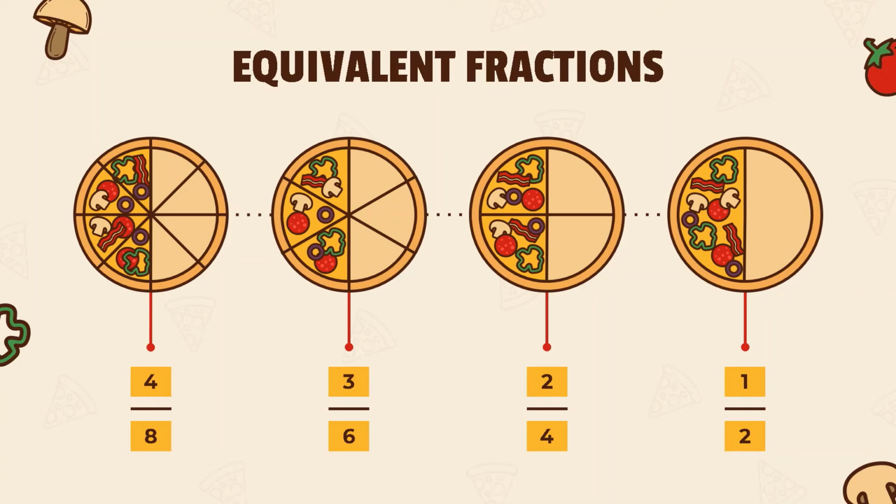And if you look at this diagram carefully, you will understand that in the first pizza, 4 slices take up the exact same space as in the last pizza, 1 slice. And if you look at the second pizza, 3 slices of the second pizza equal to the exact same space as in the first pizza, 4 slices.